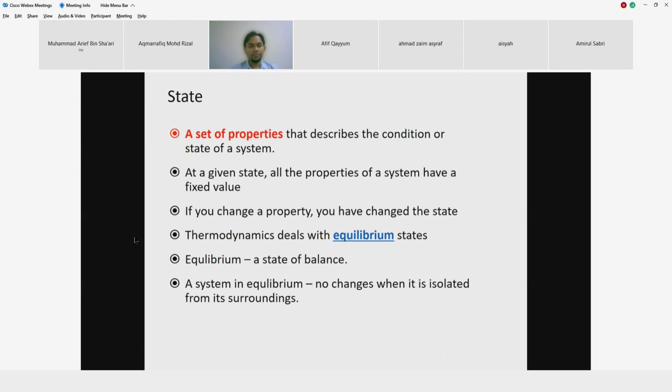Next is state. This is another term in the thermodynamic field. You can have a look at my lecture note. State is a set of properties that describe the condition or state of a system. For example, at a given state, all the properties of a system have a fixed value.